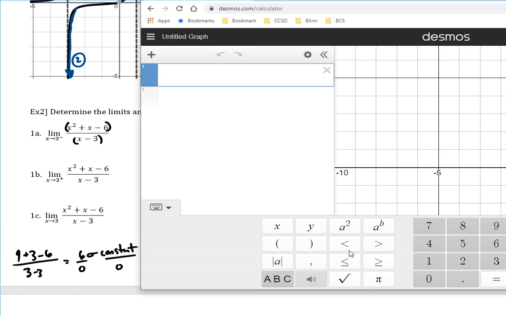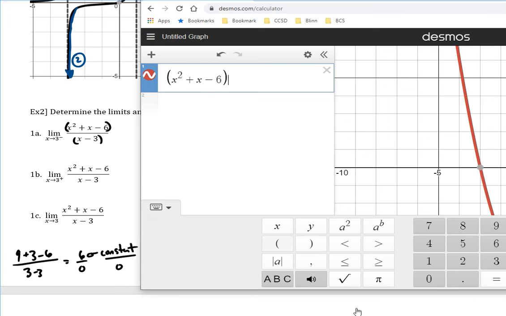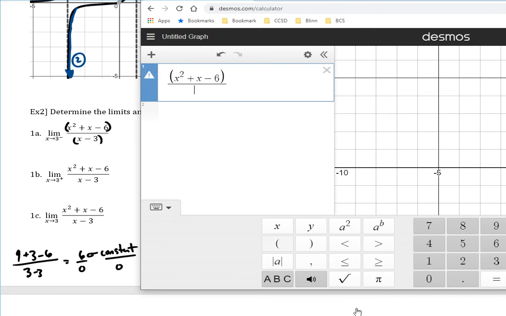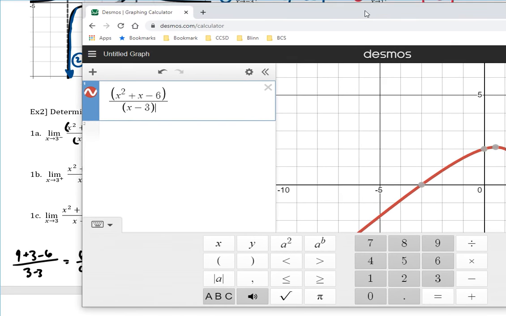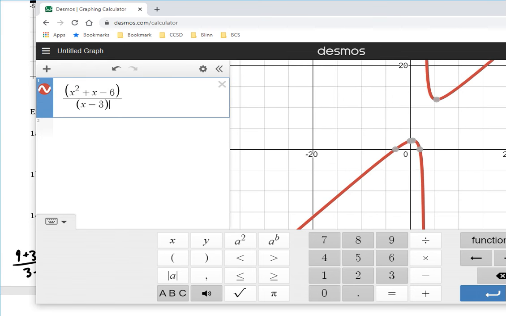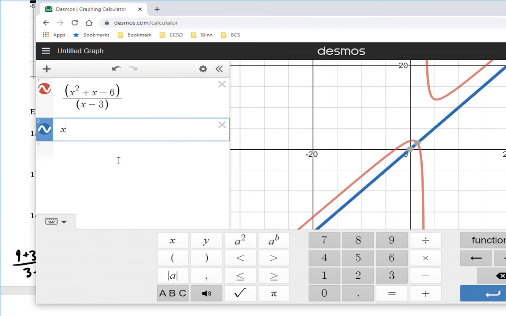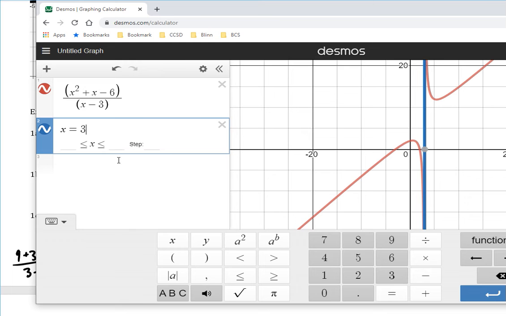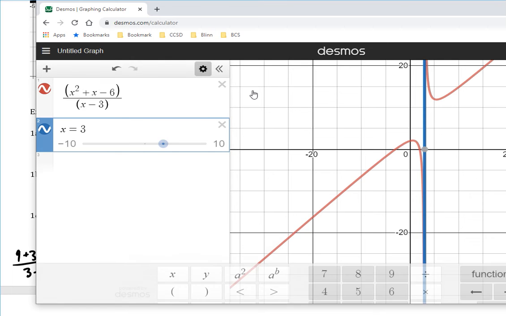So I've got parenthesis x squared plus x minus 6 parenthesis divided by parenthesis x minus 3. Okay, so there we go. Now it looks like I need to zoom out a little bit so we can see where it is. Let's go ahead. I'm going to do x equals 3, and that's going to show where my asymptote is.